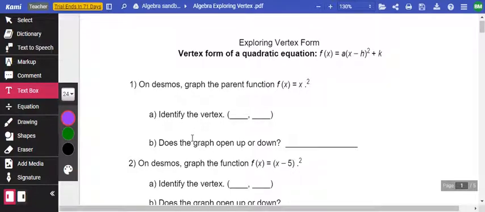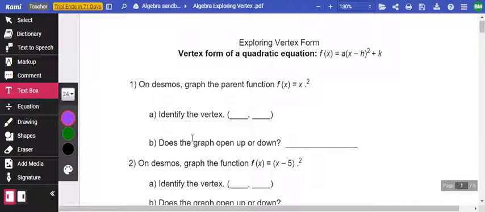We are going to look at vertex form, exploring vertex form, and we're going to use this equation of vertex form, a times x minus h squared plus k. And we're going to figure out what each of these things are. I'm going to flip back and forth a lot from the Desmos calculator.